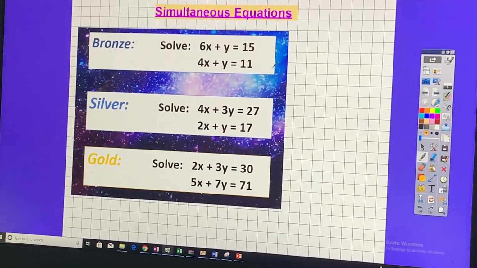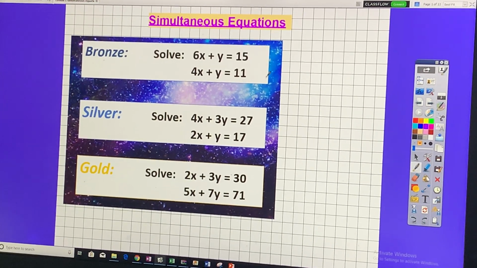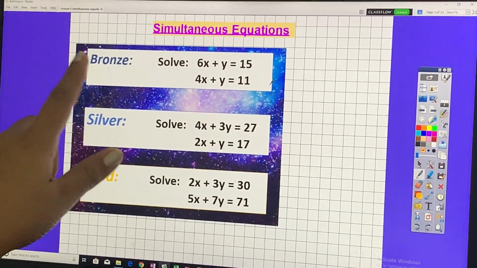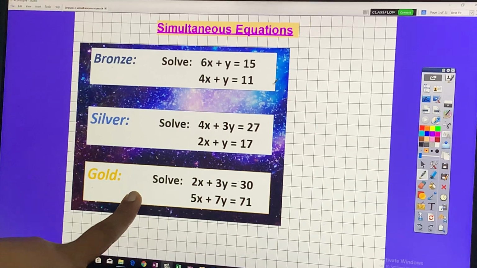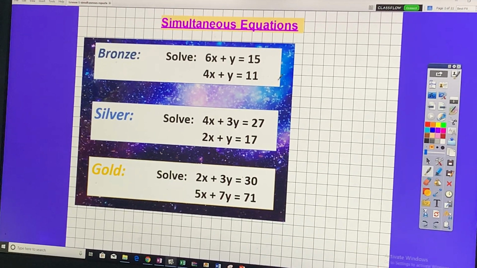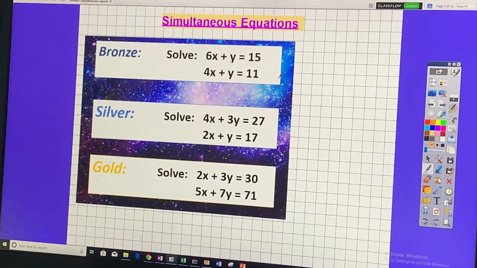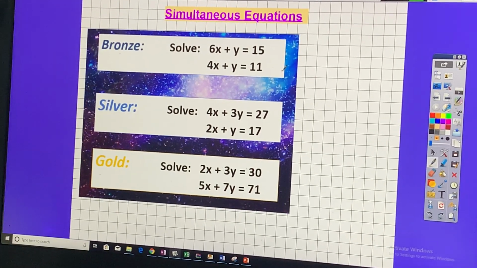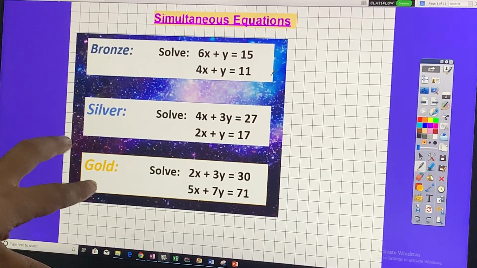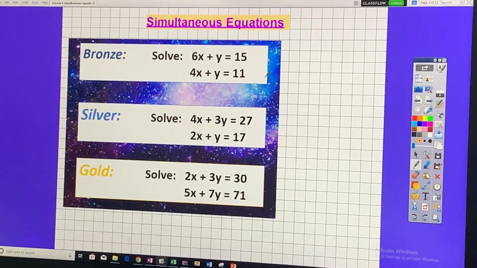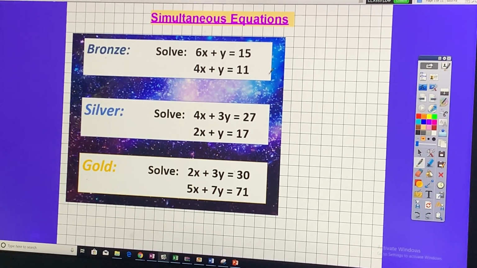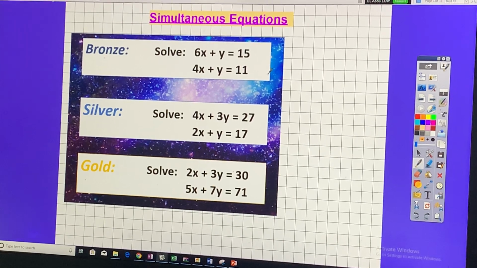Right, so what we're going to do today is learn about simultaneous equations. Now, like you can see, there are three different tiers. So this video will only consist of the two bronze examples. In the next video, you can see two silver, and in the third video, you'll be able to see two gold examples.